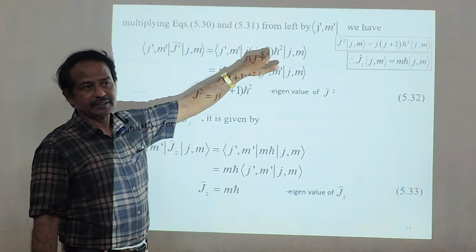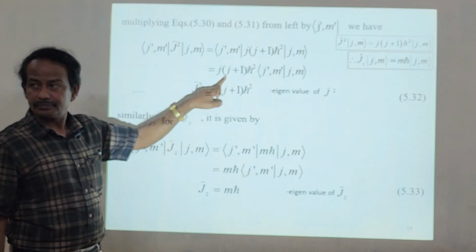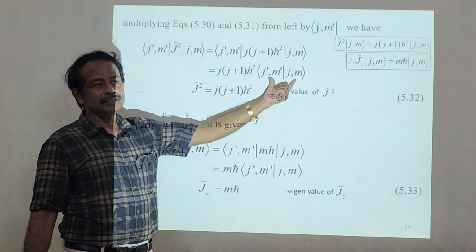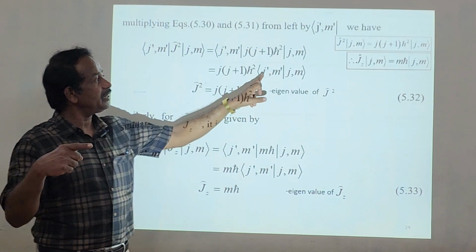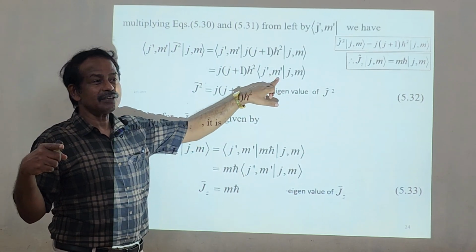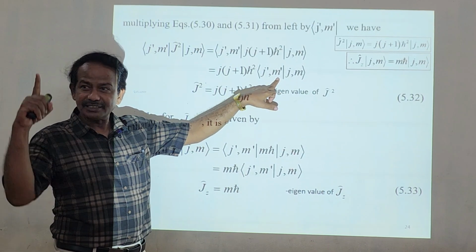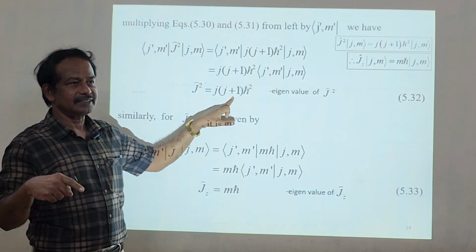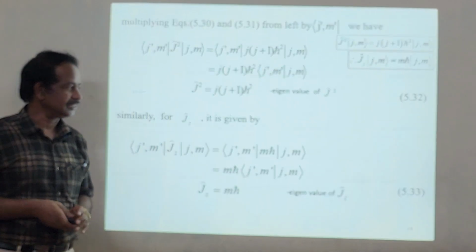This is a number, an eigenvalue, so I can pull it out. Using Kronecker delta, this will become 1 if J equals J dash and M equals M dash. The answer will be 1, so you will get exactly like this. So this will be the eigenvalue of J square.